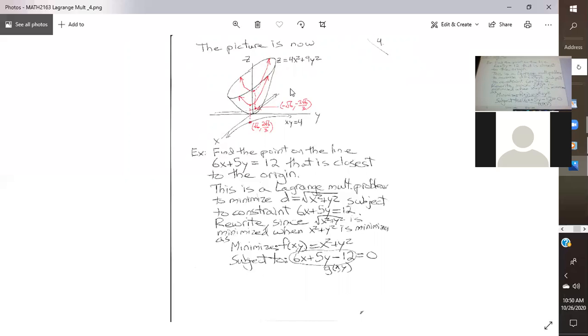Now, let's try another one. You'll see the material is getting more difficult. The good thing is there's only one theorem in this section. It's the Lagrange multiplier theorem.